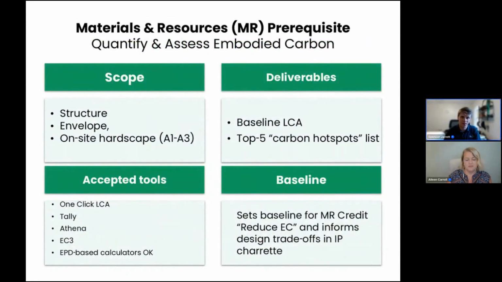Okay, so this table breaks down sort of what the shift into embodied carbon optimization looks like.